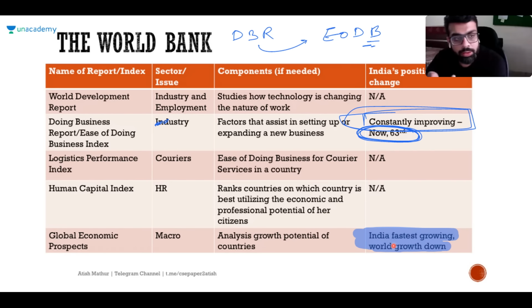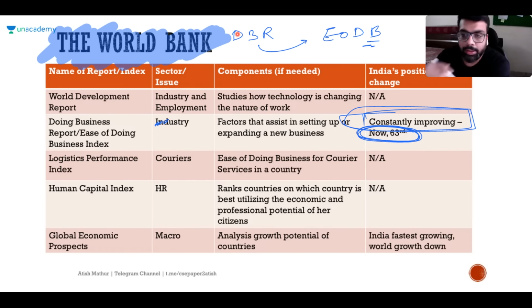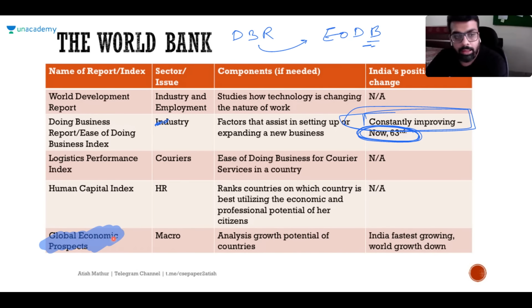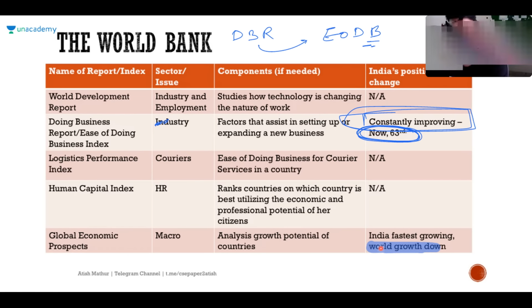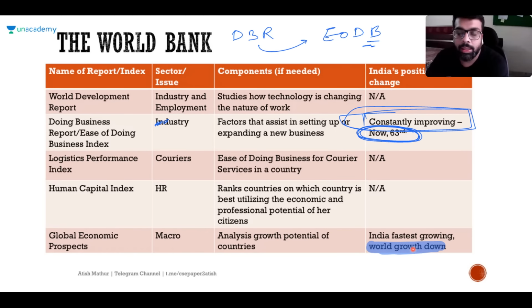The author of the Logistics Performance Index, as I said before, is the World Bank. That's the title of the slide. Okay, all right, excellent. So, do we understand this? Global Economic Prospects, which is essentially a macroeconomic indicator, analyzes the growth potential of countries, and India is one of the fastest growing, despite a general lack of growth trends in the world.